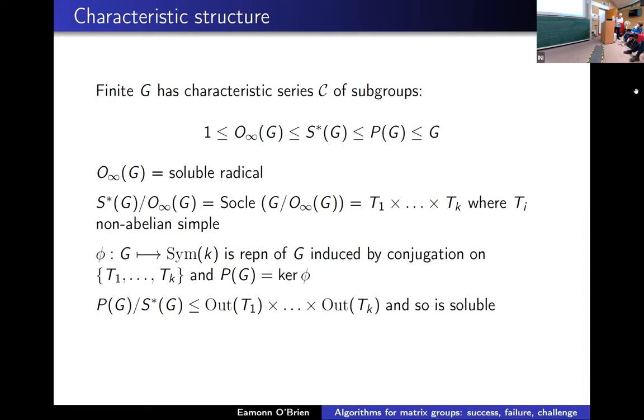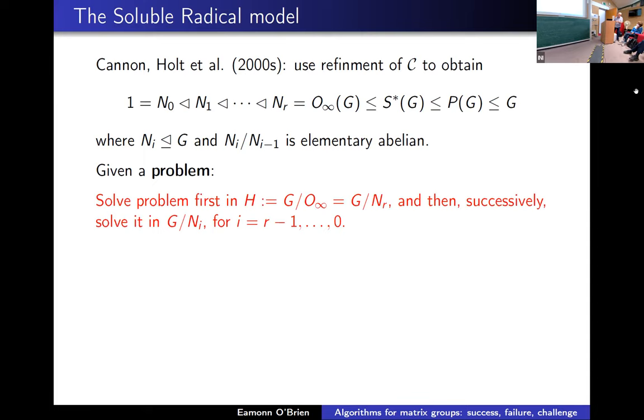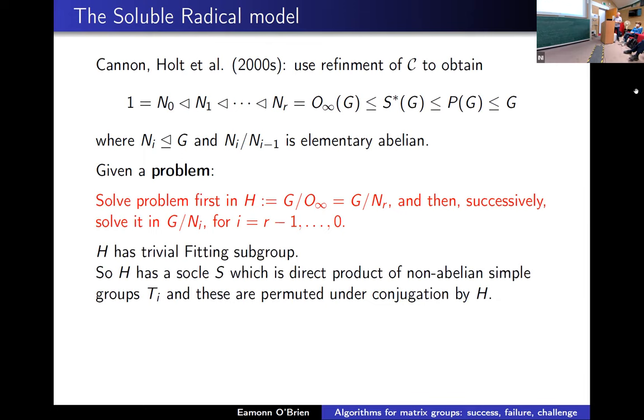And what Derek Holt and Charles Leedham-Green, or not Charles, but John Cannon, have done over many years has been to use refinements of this series to write down a chain which refines the soluble radical. Then, given a problem, this is sort of the philosophy: you get the answer in G modulo the soluble radical, and you lift the answer back through the chain of soluble subgroups. Okay, that's the model. The hope is that you have a nice solution in G modulo O infinity. And sometimes you do have a nice solution.